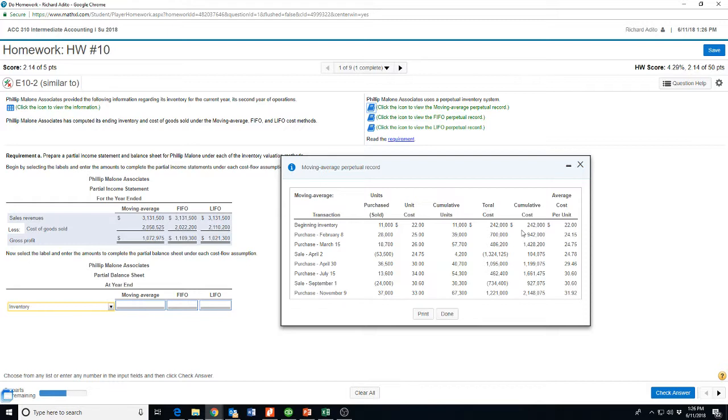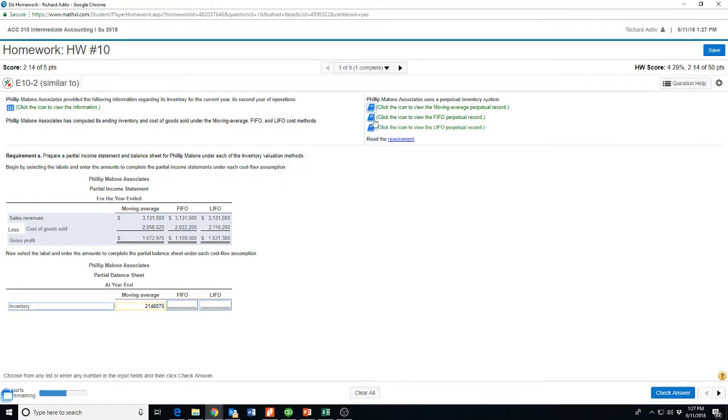So it should be 2,148,075. And the reason I say that is because the total cost of the beginning inventory is 242, then we add the 700 to get 942. We add the 486,200, which gets us to 1,428,200. Then when we see this one, we sold a bunch of inventory, and that's what's left, 104,075. So this should be our actual inventory on hand. So it should be 2,148,075.